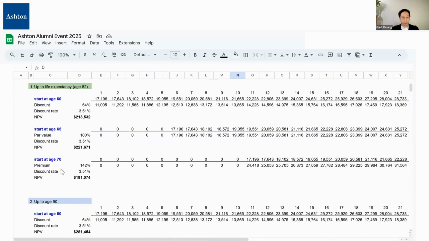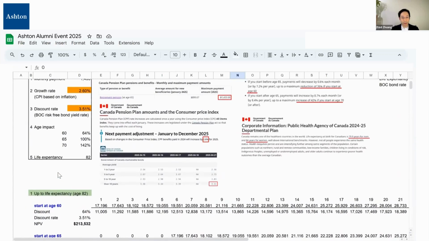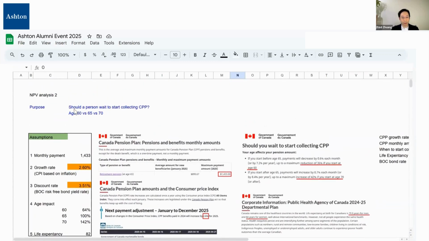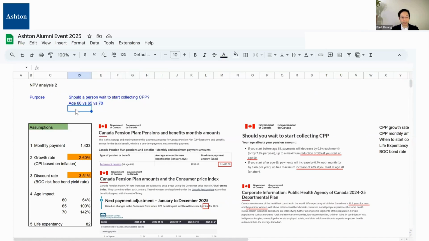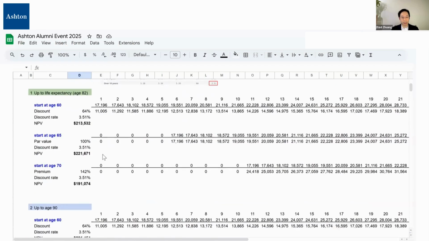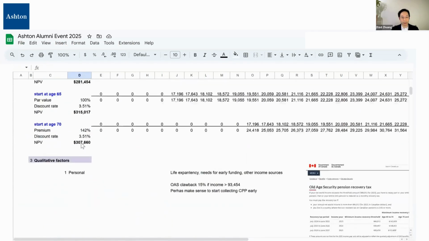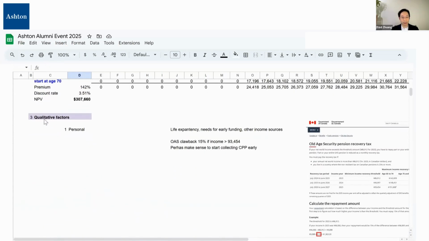So now we have the calculations, but we want to know, so what should we do? What is the best offer to us, given that we have a choice to choose between 60, 65, and 70. Well, we cannot just look at the numbers. We have to, again, consider qualitative factors.